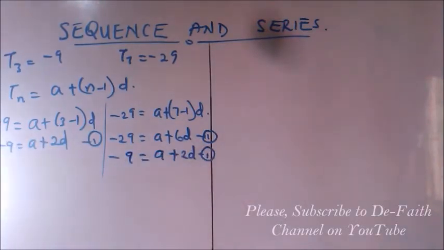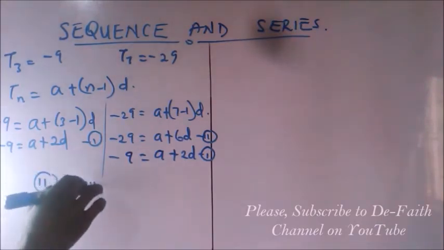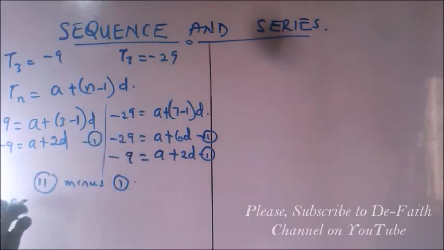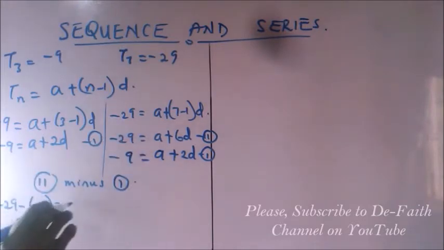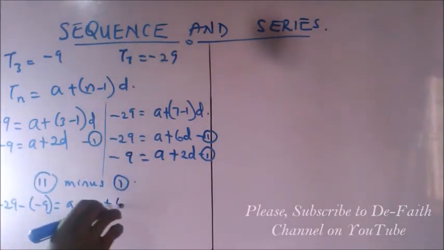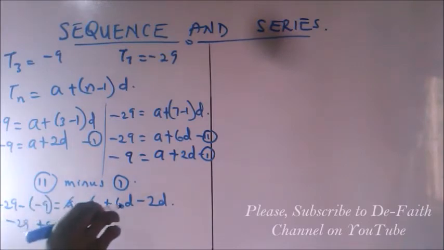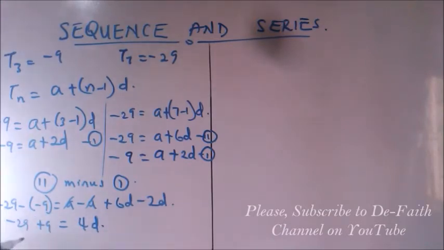Alright, now we can say that equation 2 minus equation 1. So if you say equation 2 minus equation 1, we'll have minus 29 minus minus 9 equal to a minus a plus 6d minus 2d. Here we have minus 29 plus 9 equal to a minus a, that's 0, and then 6d minus 2d, that gives us 4d. And so minus 29 plus 9, that gives us minus 20 equal to 4d. Hence, d equal to minus 5.